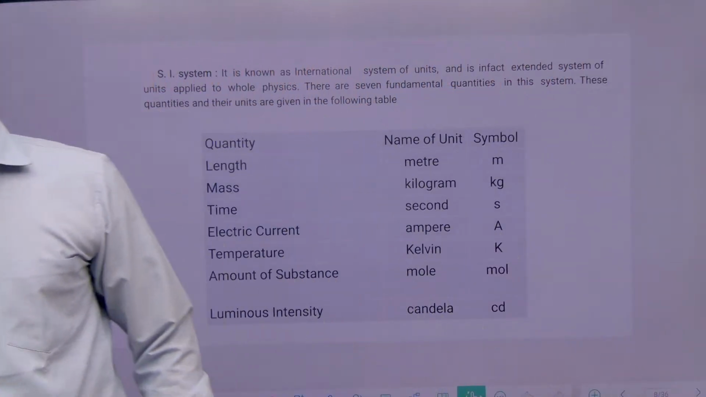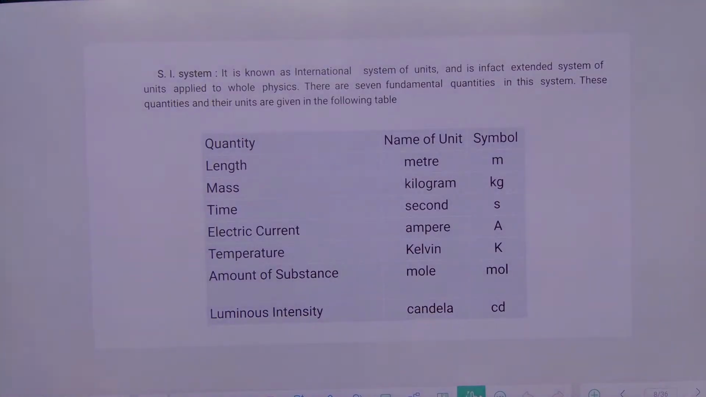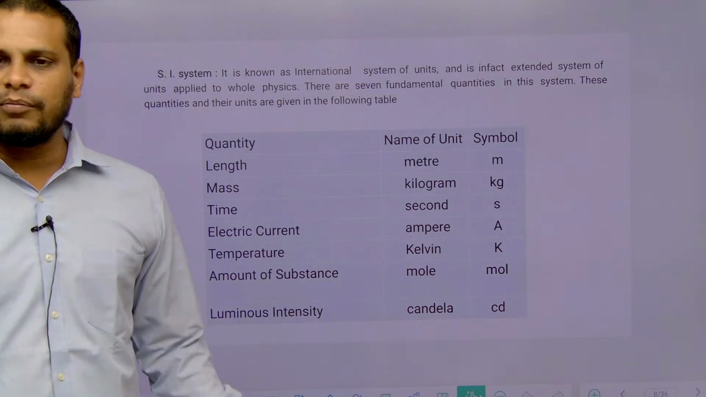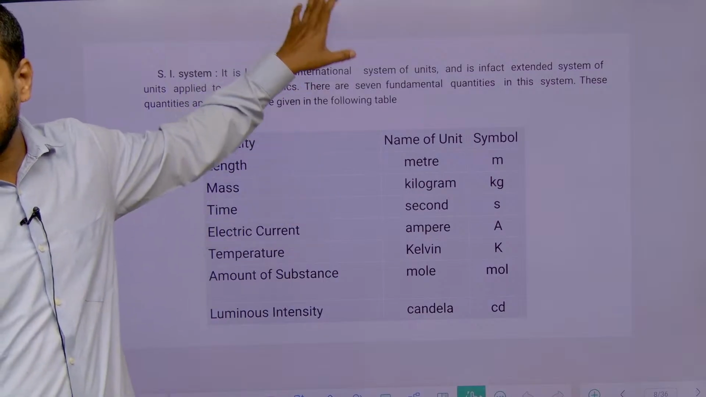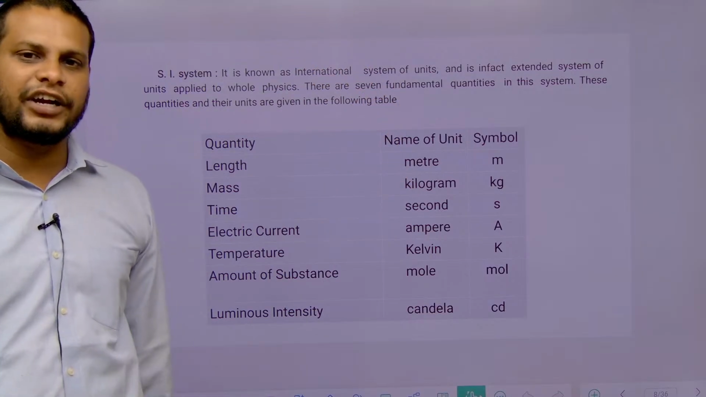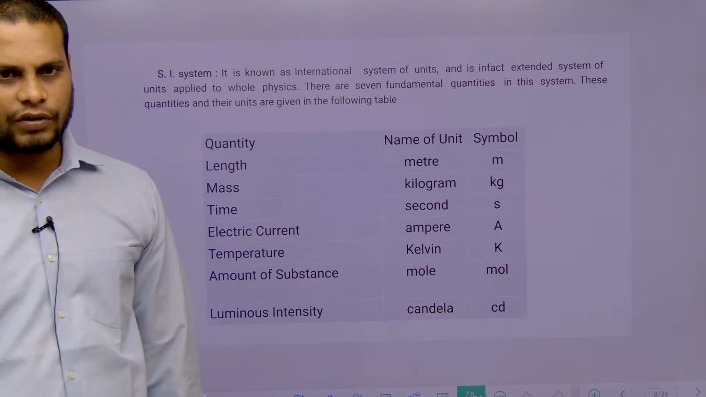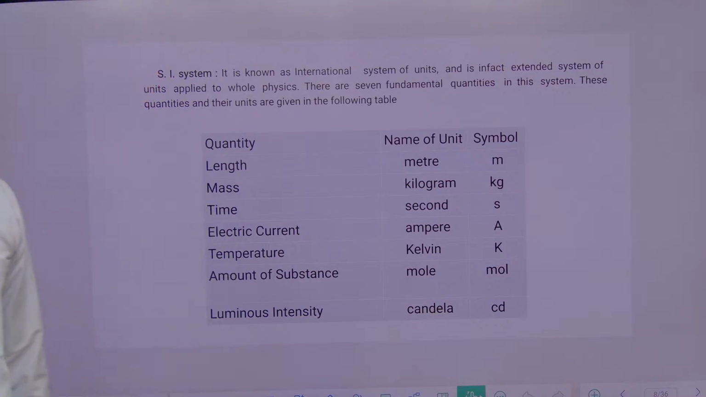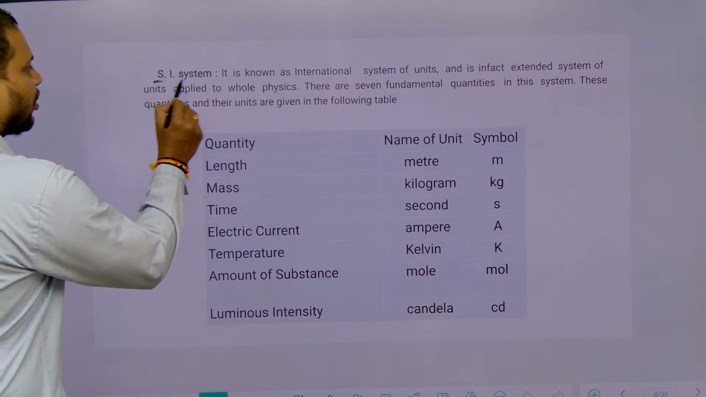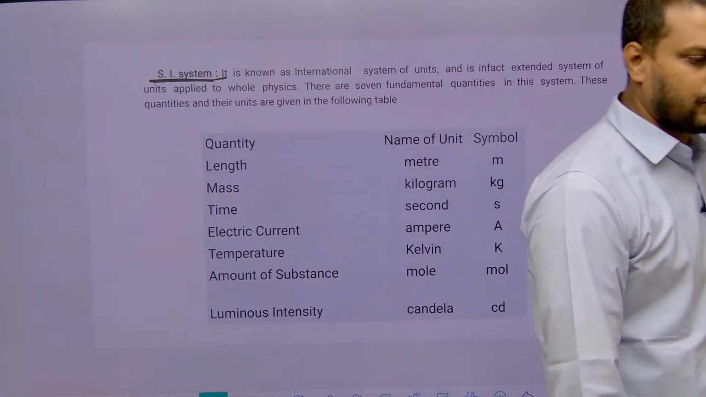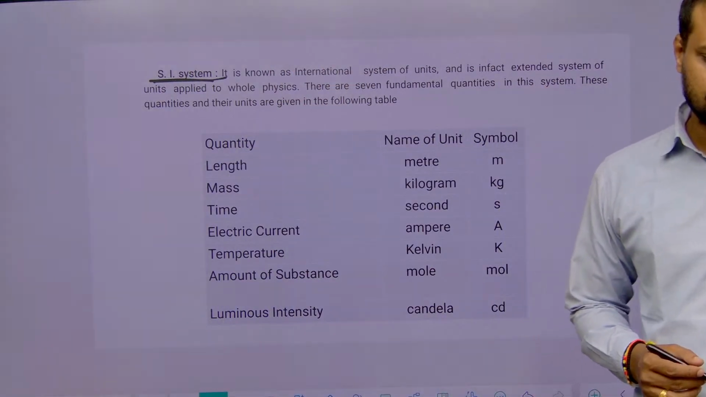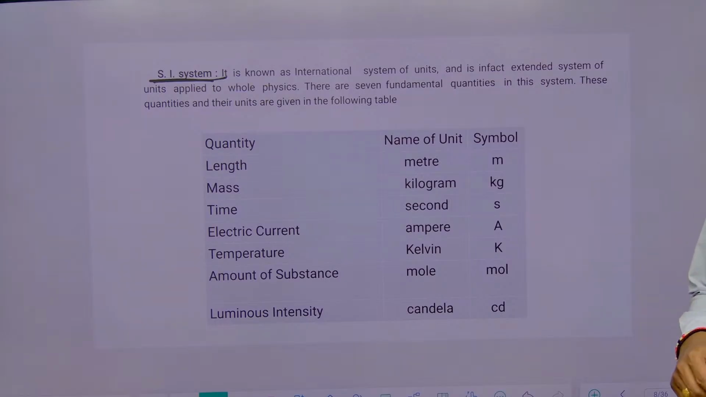But in 1976, all the scientists sat together in the International Standard Weights and Measurements Bureau, and they made some amendments. That means everyone must follow a system of units which will be accepted internationally. Are you clear? Now those systems of units are called the SI system of units. So keep the heading SI system of units. SI means Standard International.